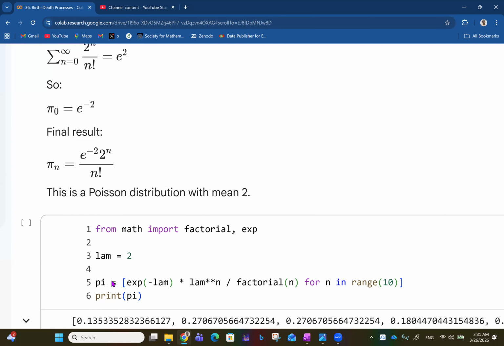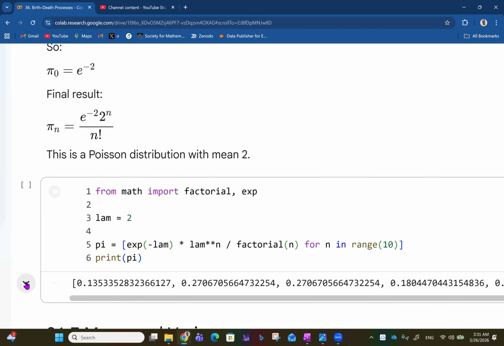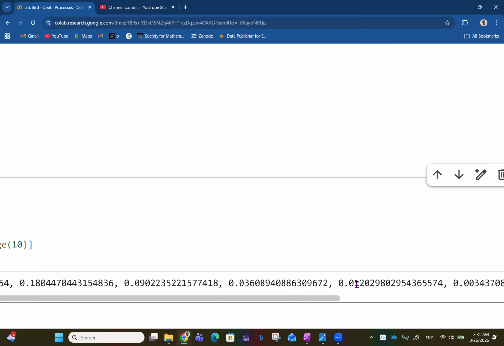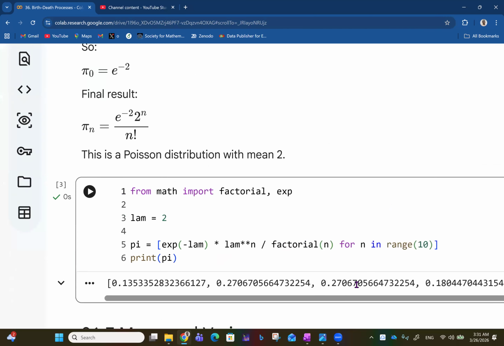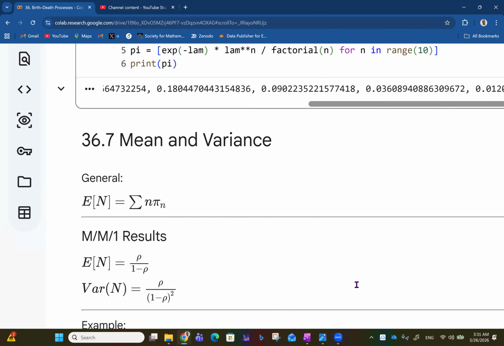So the mean is lambda t, right? That's arrival rate multiplied by time. So that's why all these kind of processes follow Poisson. If you simulate this now, you get all these values from 0 to 9. And one thing we notice is that once n is beginning to be greater than 2, the values become very, very small.